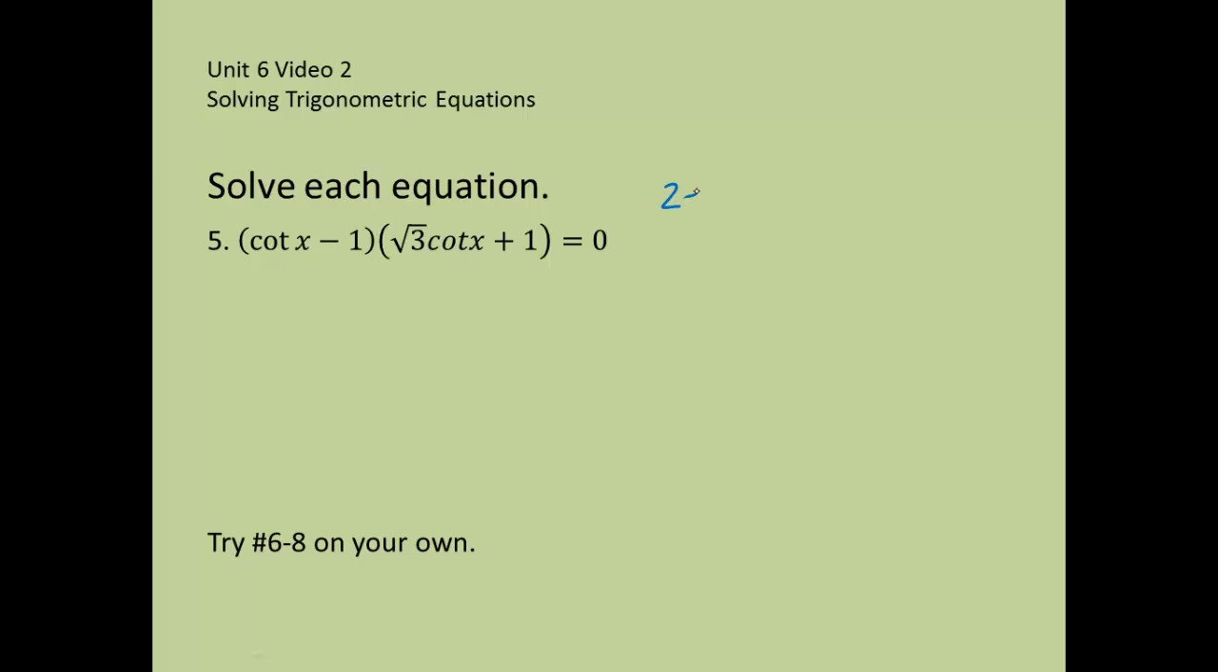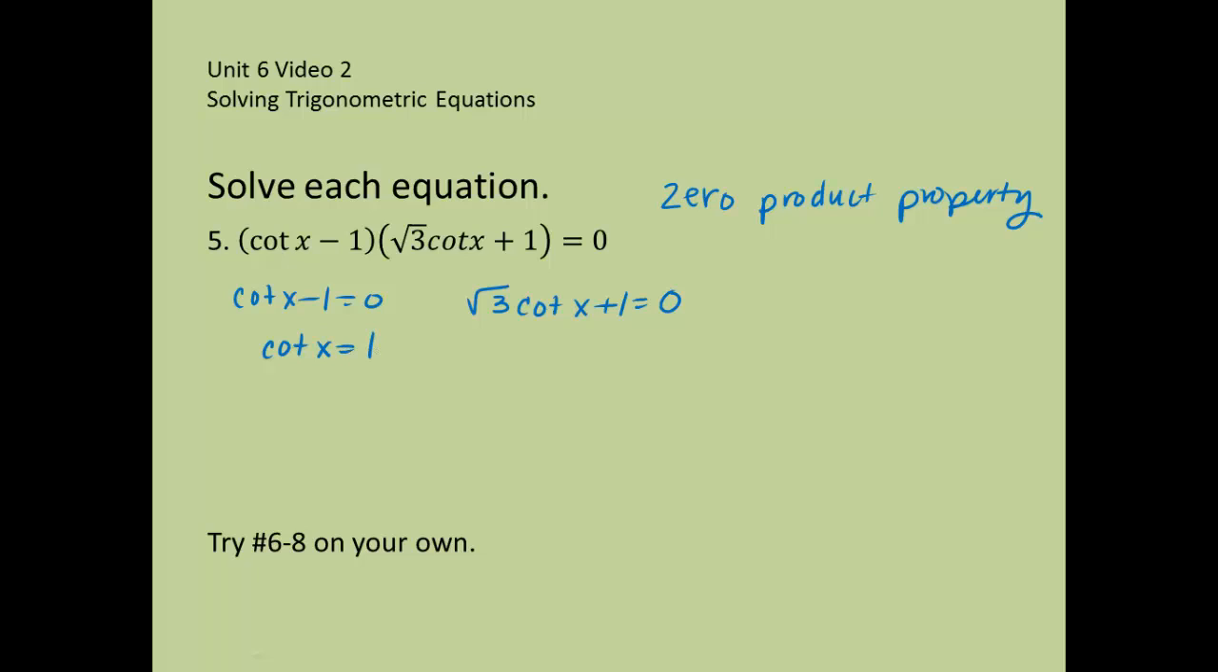Here I'm going to introduce another way of solving, and that is the zero product property. My zero product property says that I take each of these 2 factors and I set them separately equal to 0 and I solve them. So I end up coming up with 2 different small equations. I'm going to add 1 to the other side, and here I'm left with a question that says, where is cotangent equal to 1? Well, cotangent is positive in quadrants 1 and 3.